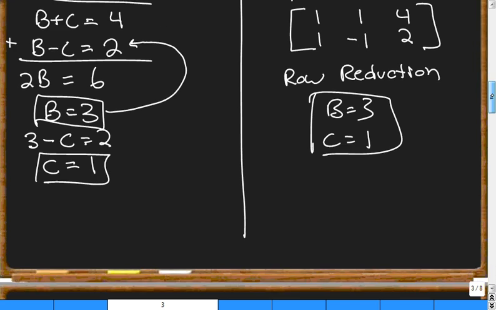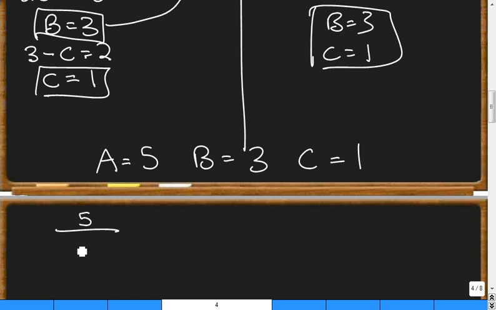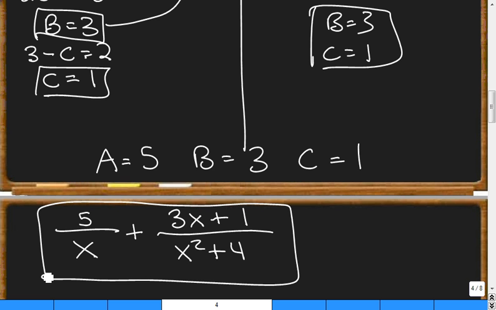Now, when we put this all back together in our main problem, we have our A, our B, and our C. We found A to be 5, B to be 3, and C to be 1. So all back together, we have 5 over x plus (3x plus 1) over (x squared plus 4). And that is what our answer is going to be, broken down into partial fractions.